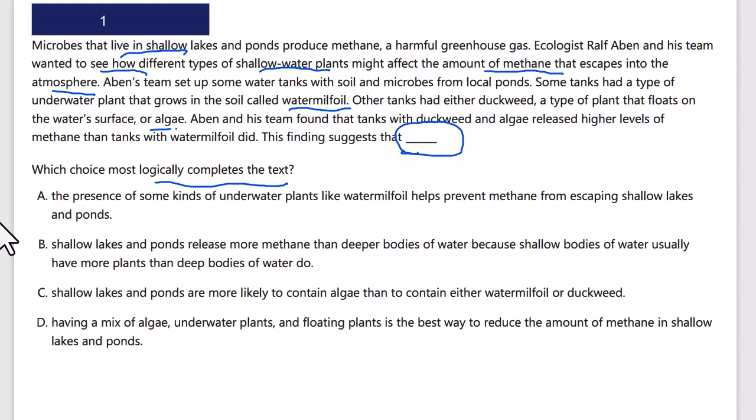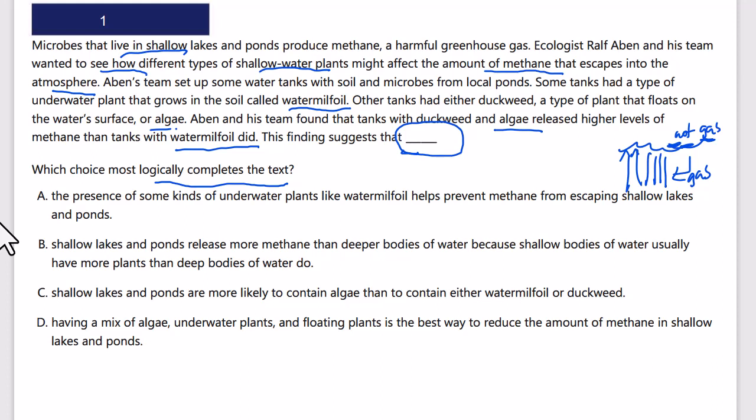Aben and his team found that tanks with duckweed and algae released higher levels of methane than tanks with milfoil did. That's interesting. So I didn't know the milfoil captures more of the methane gas than does algae, I guess. Have you ever seen it? Milfoil grows up like these sort of weeds, like corn or something like that, underneath, kind of up to the surface. So this captures a lot of the gas, whereas if we have what I assume are kind of algae or lily pads on the surface, not much gas gets captured there.